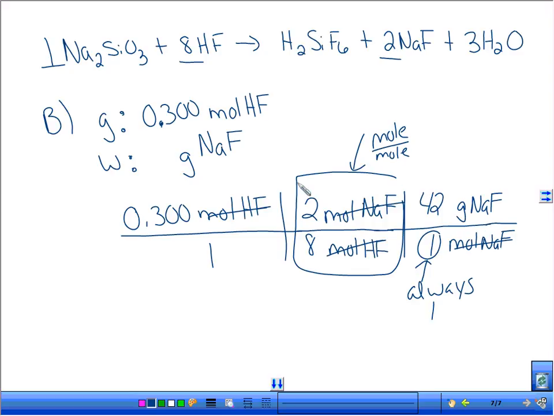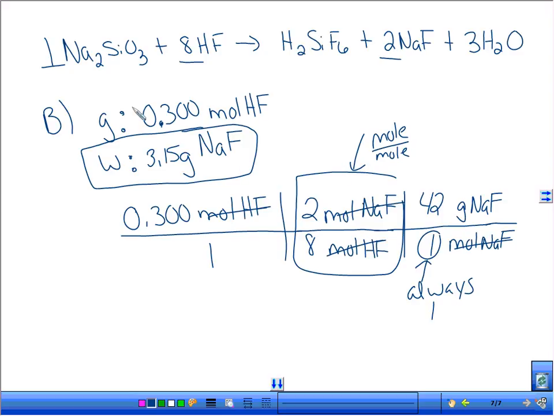So this is going to be answer 4. It has 3 significant digits, 3.15. If you multiply across the top and then divide by your bottom, you're going to end up making 3.15 grams of sodium fluoride.